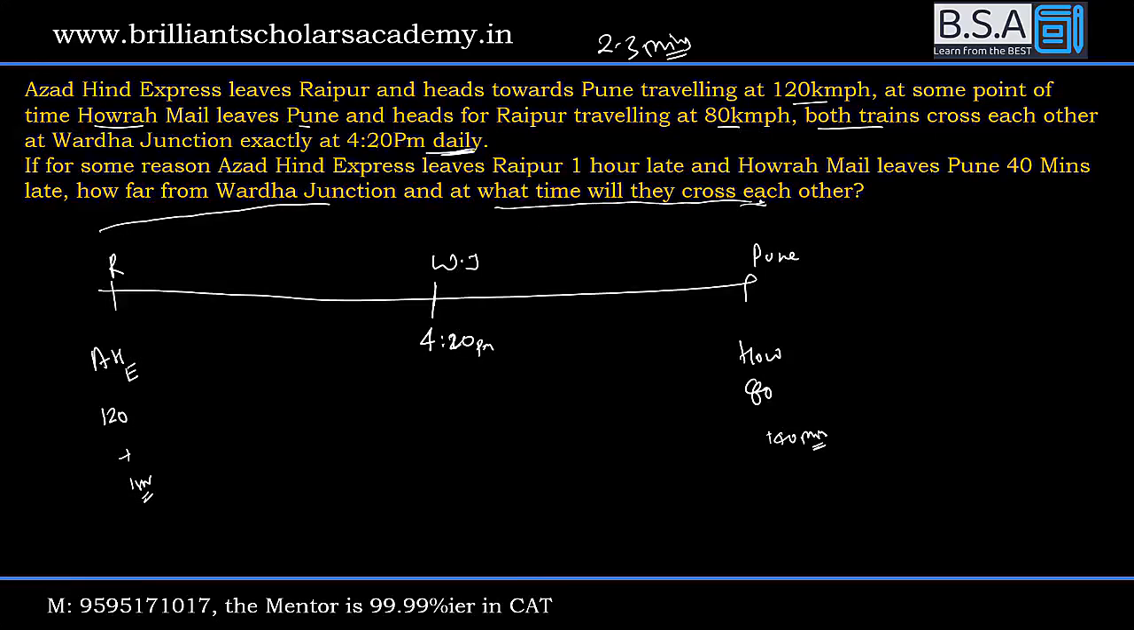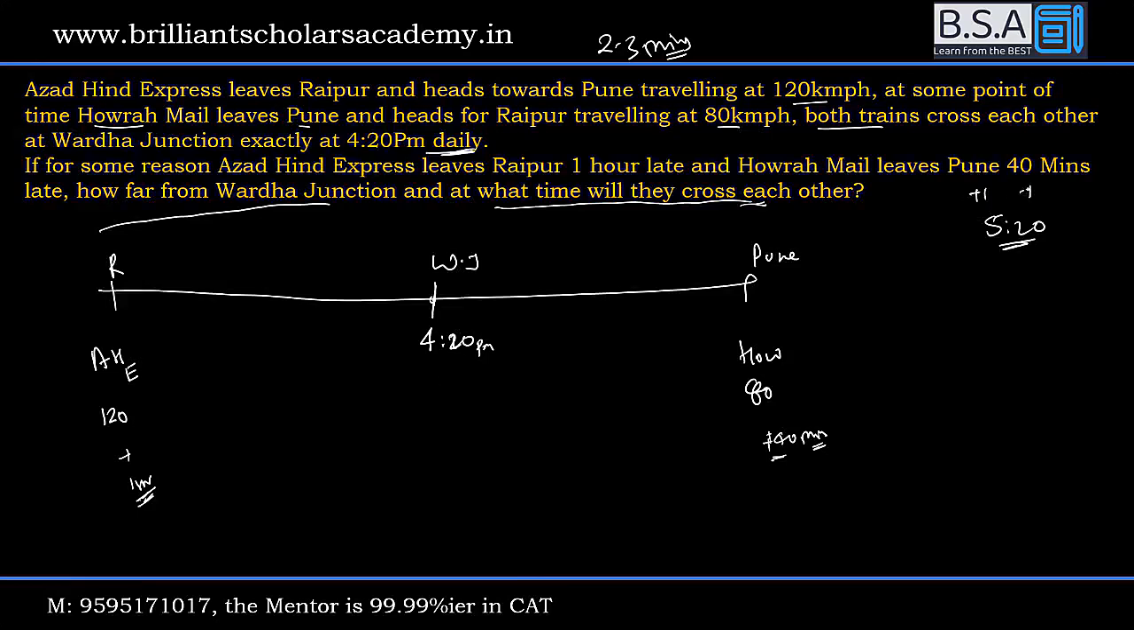You do not know the distance between Raipur and Pune. You do not know the distance between any other city. You do not know ये निकलते भी कितने बजे हैं. But listen to the language. If this train starts 1 hour late and this train also starts 1 hour late, they will both meet at Wardha Junction, but at 5:20. Generally speaking, they'll meet at 5:20.